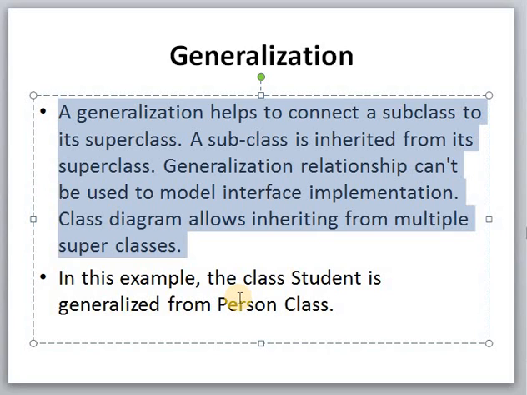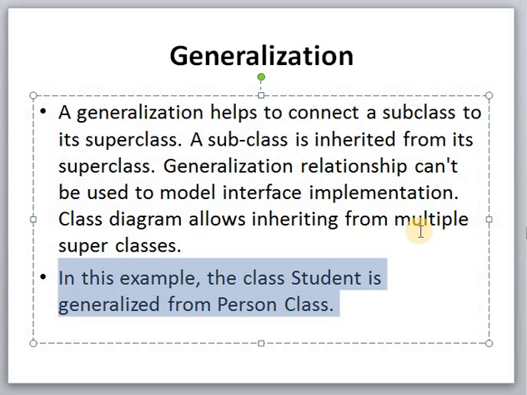Basically, we need to model the generalization relationship in a superclass and a subclass relationship. A subclass is derived from its superclass. A superclass is basically the generalized class. Generalization relationship cannot be used to model the interface implementations. Using a class diagram, it allows to inherit from multiple superclasses.